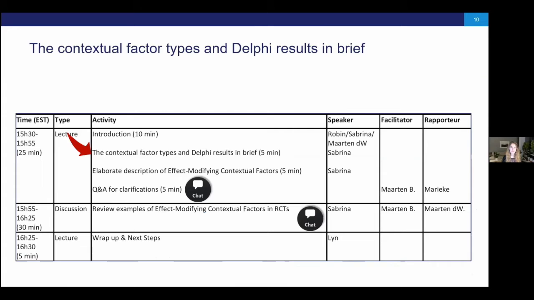So in the next 5 minutes, I'll guide you through the contextual factor types and the main Delphi results. If you have any questions, then write them in the chat and we will answer them in the Q&A session.